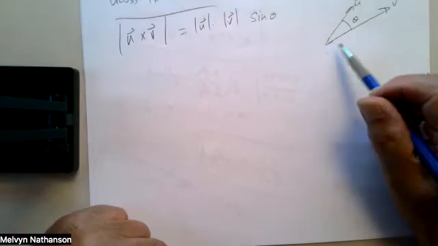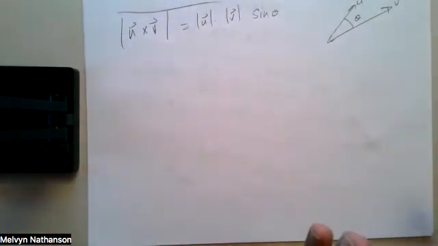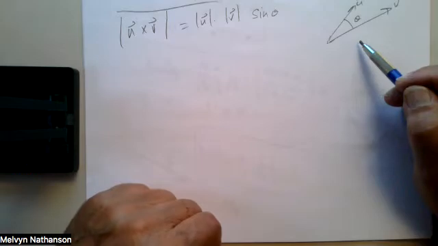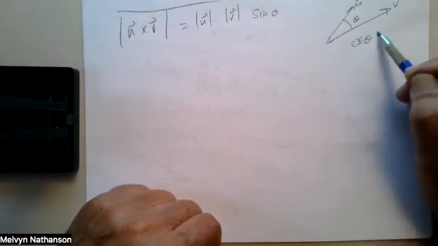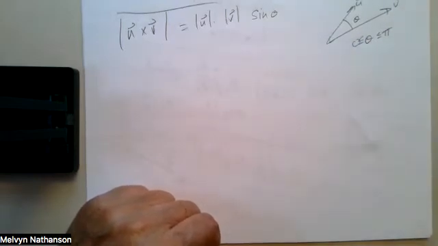Here's the angle between them, because two vectors, no matter how they are in three space, define a plane. So there's an angle between them. The magnitude of this vector is the product of the lengths of the vectors times the sine of the angle between them, not the cosine. And we take this angle theta always to be between 0 and pi.